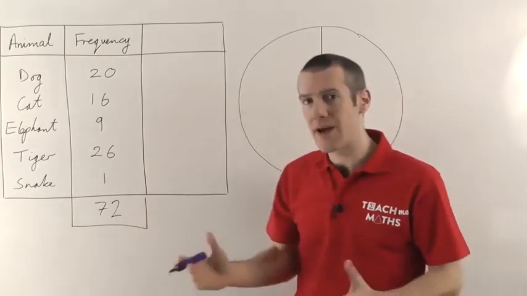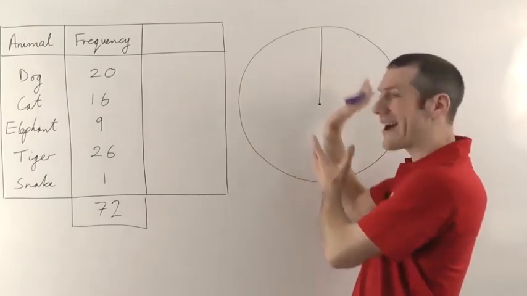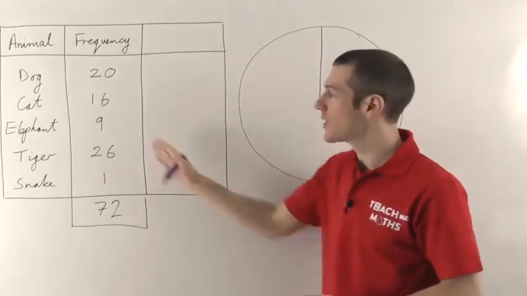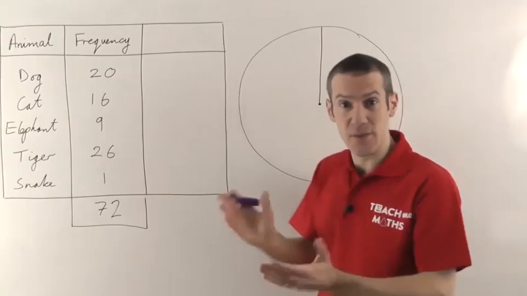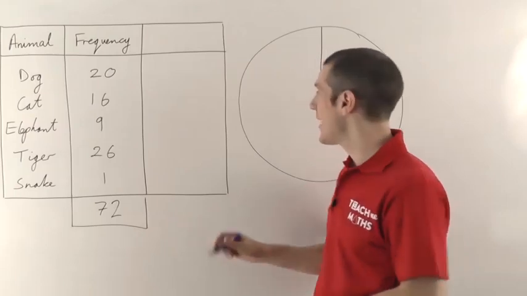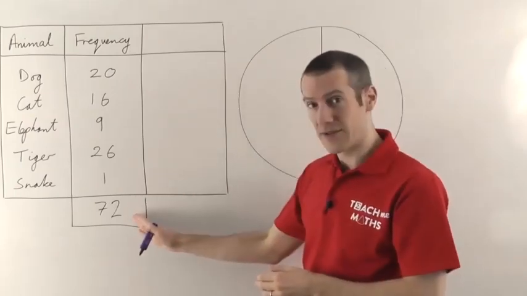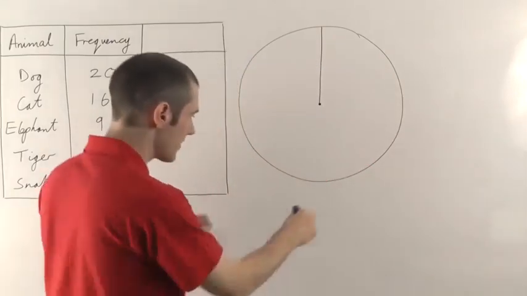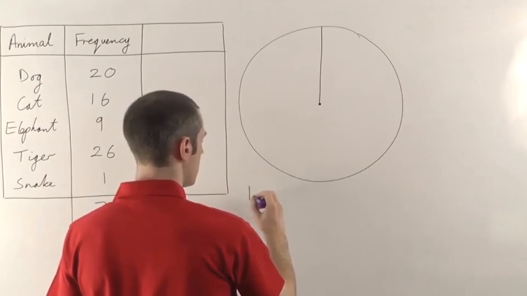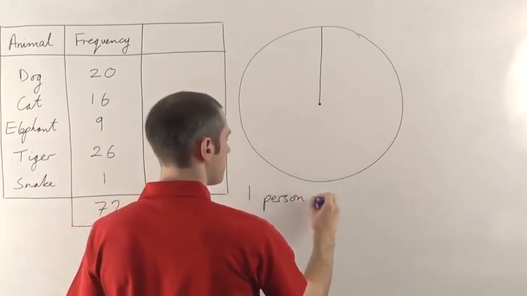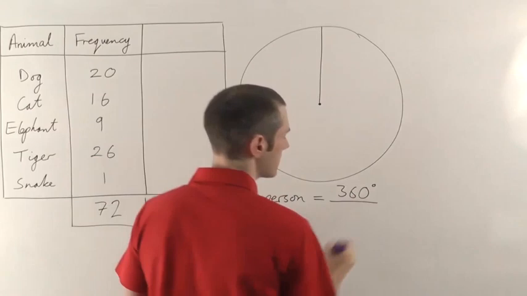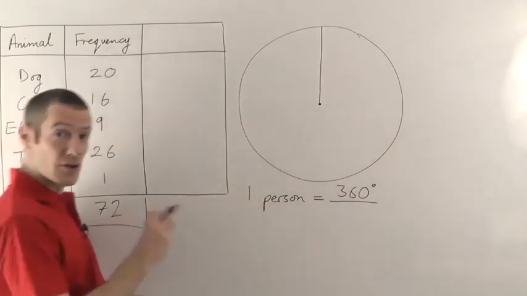The critical thing we need to work out here is how much of an angle, how many degrees would each person in here represent. Once we know that, we can work out how big each of the different wedges need to be. So in this case, if I've got 360 degrees and 72 people, I want to divide the 360 degrees by the 72. So, just to stress, I'll do a little calculation at the bottom here. So the angle for one person will be the total number of degrees, in this case 360 degrees, divided by the total number of people.